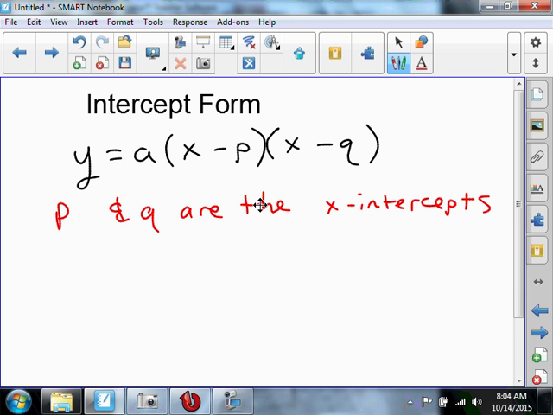p and q, like h, are what? How are they similar to h? What do we say about h? h is the x-coordinate of the vertex. Now, these aren't going to be the x-coordinate of the vertex necessarily, but they're like h in some way.